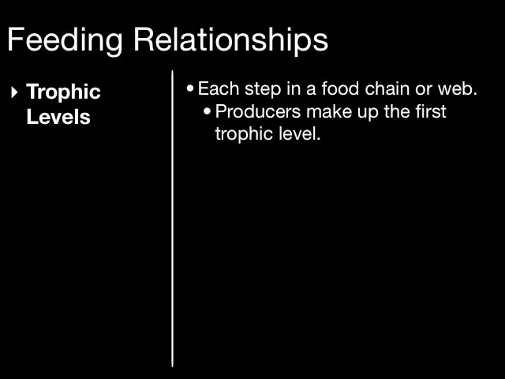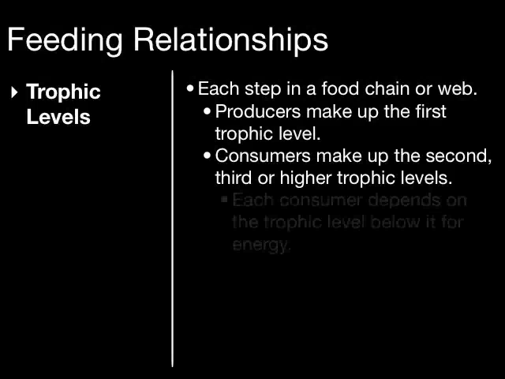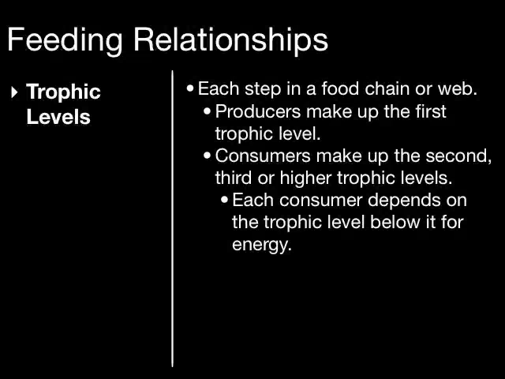Each step in a food chain or a food web is called a trophic level. Producers make up the first trophic level. Remember, producers are organisms that can harness energy directly from their physical environment. They do this either through photosynthesis or through chemosynthesis. Consumers make up the second, third, or higher trophic levels. Each consumer depends on the trophic level below it for energy.